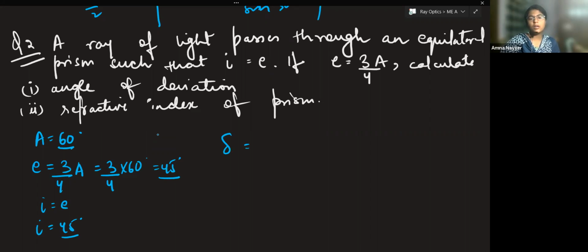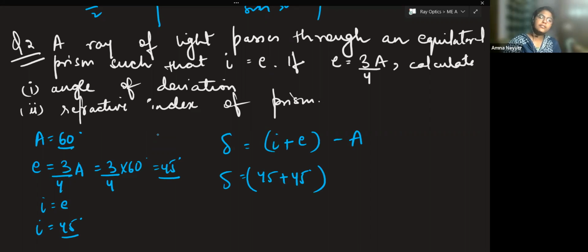Then it says angle of deviation. So angle of deviation is what? I plus E minus A. This is the equation we have just derived. So I is 45, E is 45, minus 60. So 30 degrees, I think. 90 minus 60, which is equal to 30 degrees.